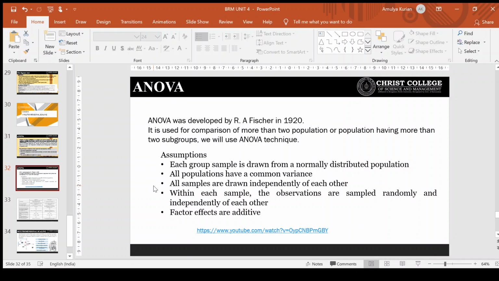And the independent factors which contribute are additive in nature. So these are the assumptions. There are three types of ANOVA: one-way, two-way, and multi-way ANOVA. And if you are taking variance into consideration, there is one called multivariate analysis of variance, which is called MANOVA.